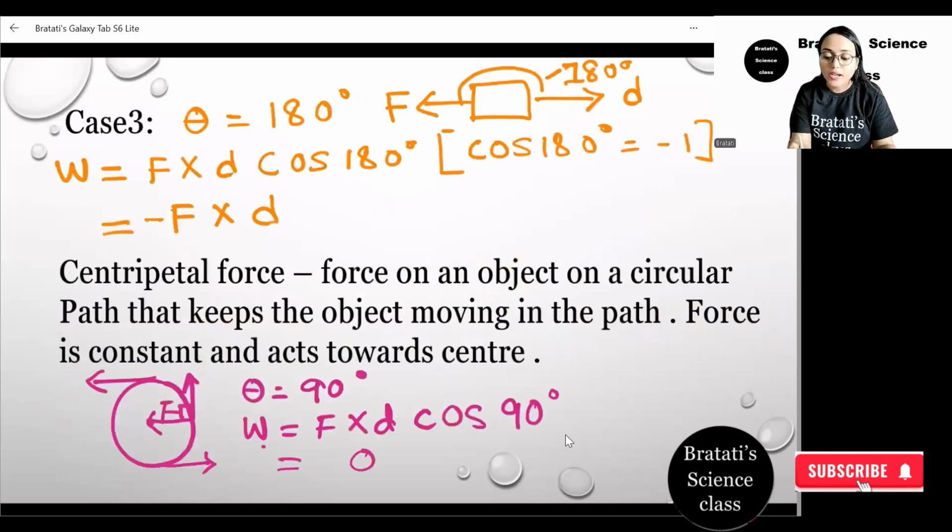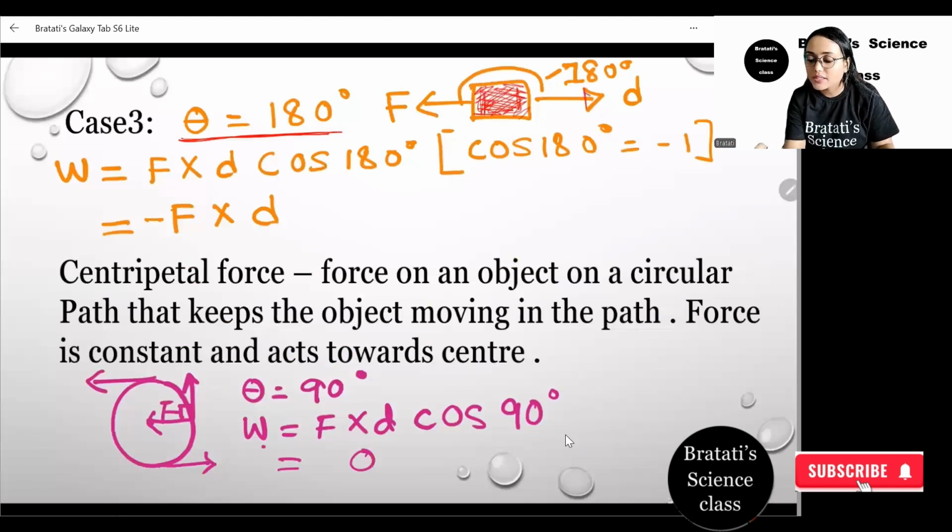Case number 3, where theta equals 180 degree. What does it mean? This is the object and this object is moving horizontally towards D. So this is the object and here is the displacement. But it has a frictional force which is exactly opposite to the direction it's being pulled, right? So the frictional force is acting on the opposite side of the direction of movement of the object. So the angle between these two is 180 degree. Cos 180 degree is minus 1. So the work is being done, but it is negative, that is, in the opposite direction.